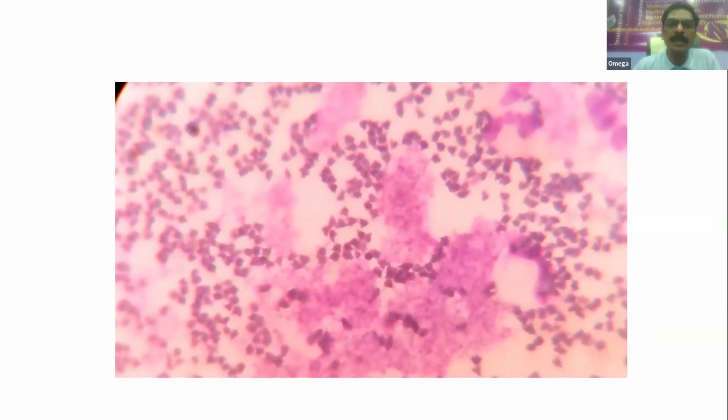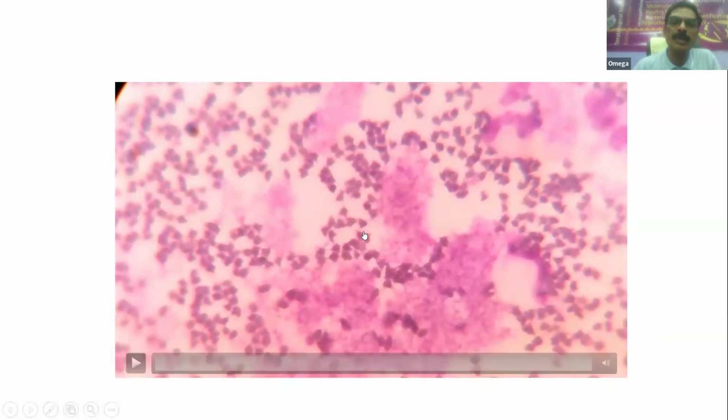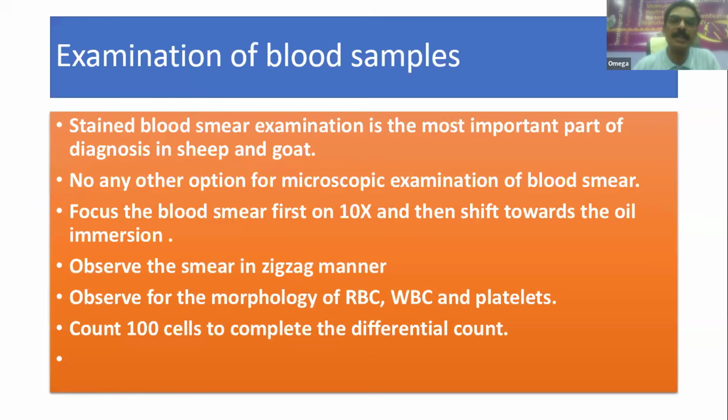So here, if you see the platelet count in that particular goat, it's too huge. It is double the normal number of RBC. So all these are the platelets over here. You can see the number of RBCs is less, but the number of platelets is so heavy. So these are some of the conditions that can be observed in field conditions.